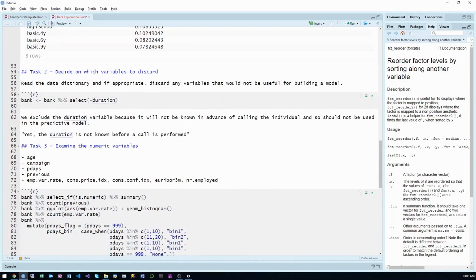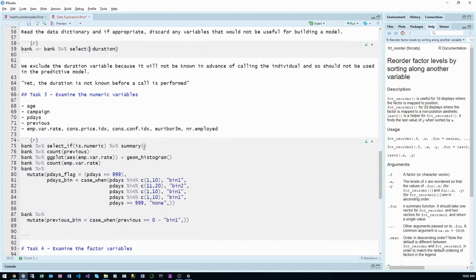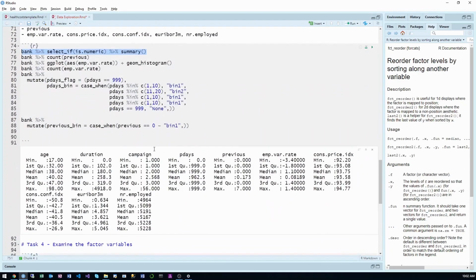So to remove a variable, I would just say bank is equal to bank and then select minus duration. To look at the numeric variables, I use select if is numeric and then run a summary. I can see that age is approximately symmetric but slightly right skewed.